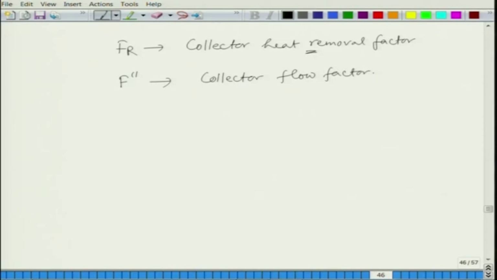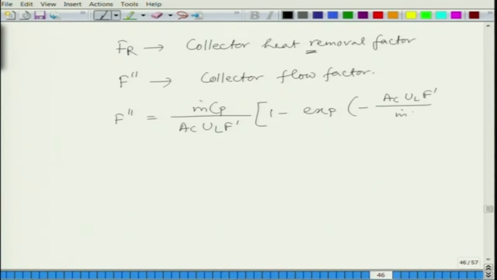Now, let me just see how this expression looks. Okay. So, the final expression that we have here is nothing but this F double prime, collector flow factor, is your one minus exponential of A C U L F prime divided by m dot C p, right. So, this is the final expression.